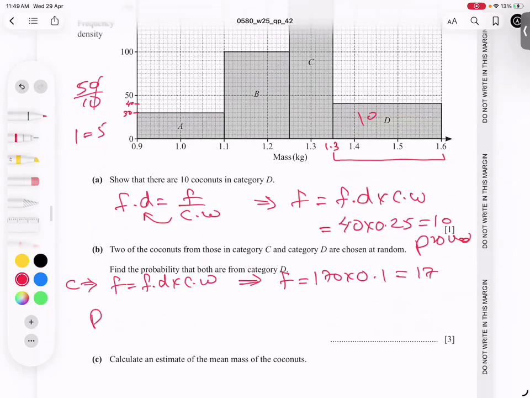Now what is the probability formula, students? He said both coconuts, so I will take the first coconut and the total. Because he said both coconuts from category D, it means 10 on top and the total below. If you add them, 27 comes down. If one coconut is taken out, so 9 over 26. And that's it. If we solve it, our answer comes from here. If you check in the calculator, 5 over 39.